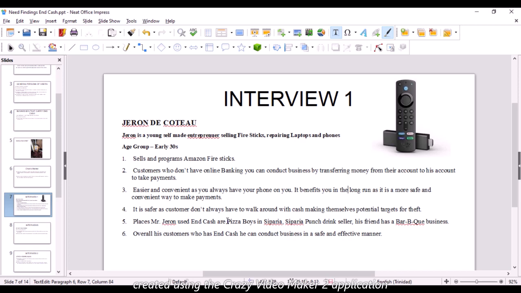These are some of the places that Mr. Jaron uses Encash, which is in Pizza Boys, in Zaparia. This is where he lives. Punchman, right? It's a pariah, and his friend has a barbecue business. Overall, with his customers who have Encash, he can conduct business in a safe and effective manner.